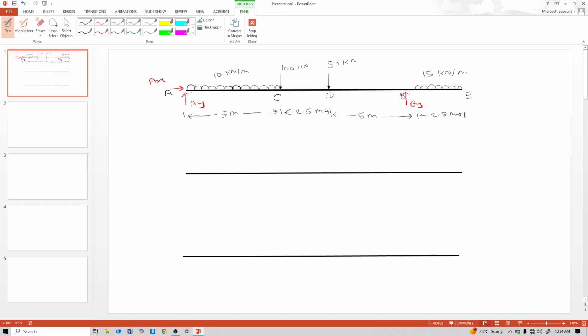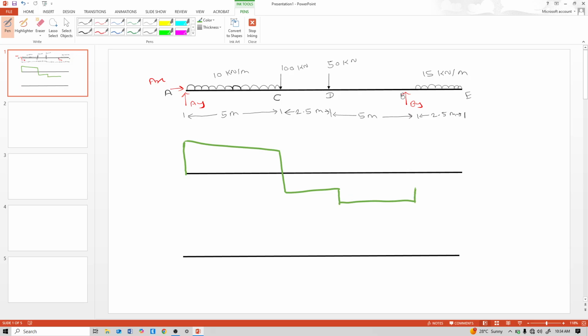Now the shear force diagram. This AY is vertical, so the shear force at A goes upward. Between A to C there is UDL, and UDL means an inclined line. So this is like this incline. At point C, 100 kN downward, that's why shear force is downward. Between C to D no load, that means horizontal line. At point D there is a downward load, so the shear force diagram goes downward. Between D to B there is no load, so this is also a horizontal line, and BY is vertical.